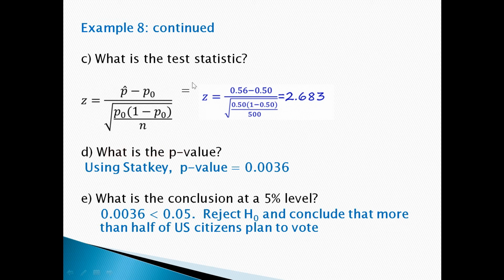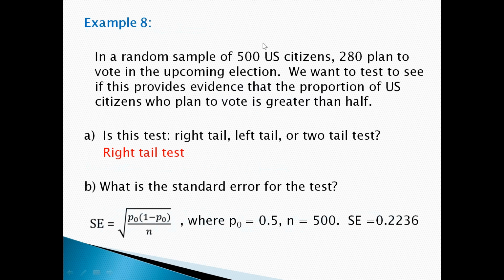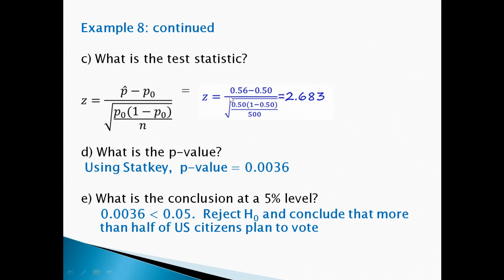Part C is asking me to find the test statistic. So if you don't remember, the test statistic is the Z value. So one more time, the Z is the proportion minus the P0 over the standard error. Proportion is the part over whole, so 280 divided by 500. And this will be 0.56 minus the null proportion over the SE, and you'll get Z to be 2.683.